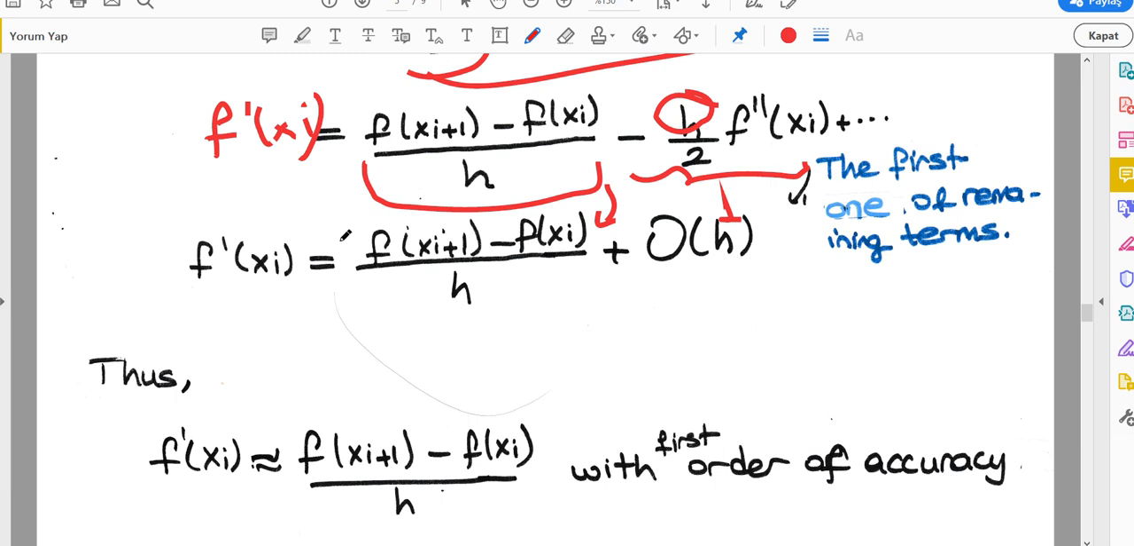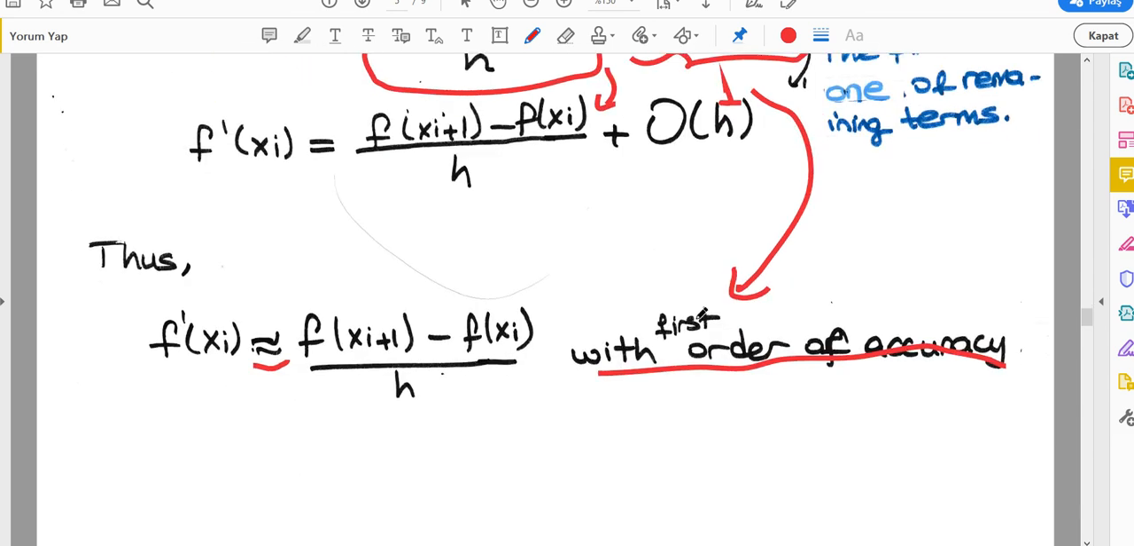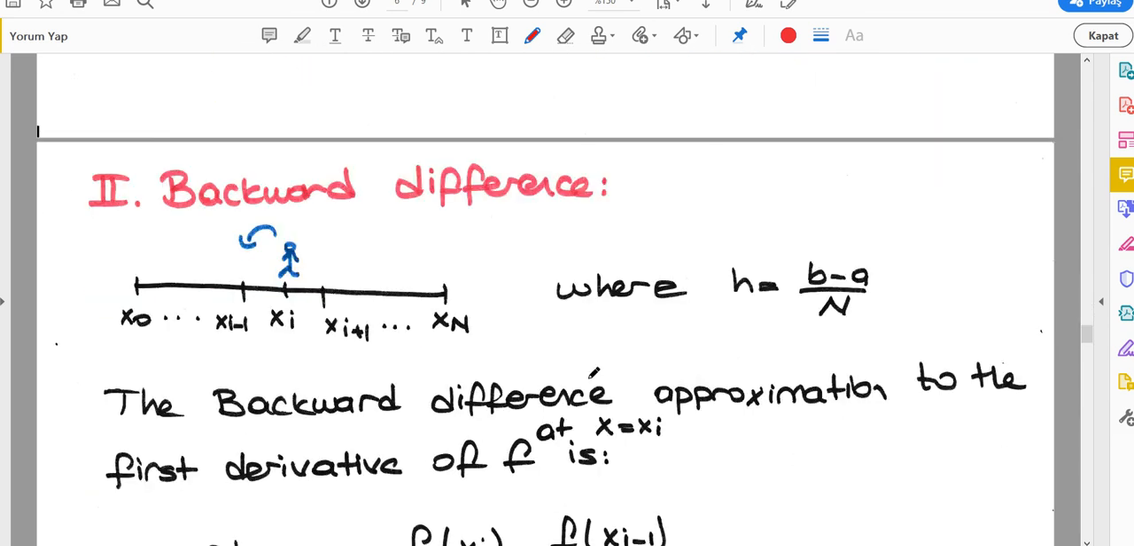So I'm using here the equality. But if you don't want to write this one, then it is turning to approximation, noting here that the order of approximation corresponds to the power. H to the power 1 means first order approximation because the number is 1. Okay? Let us see the backward difference.